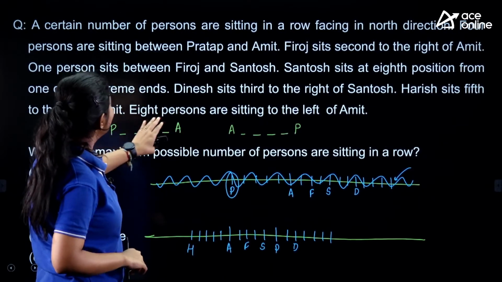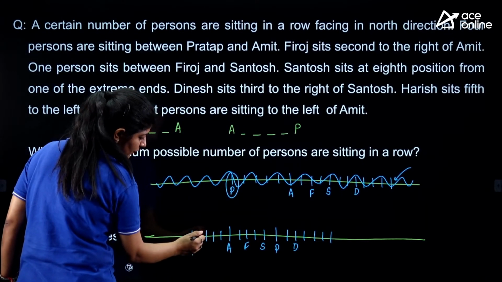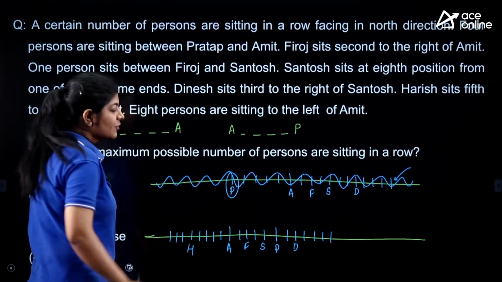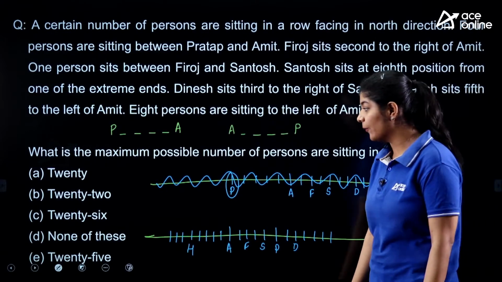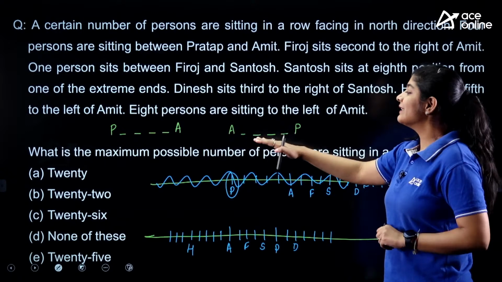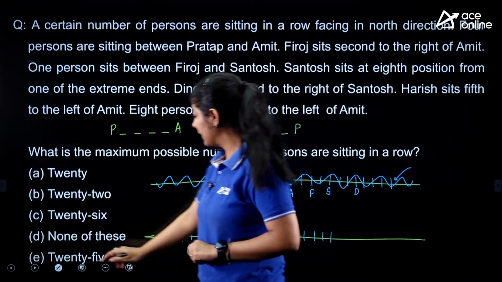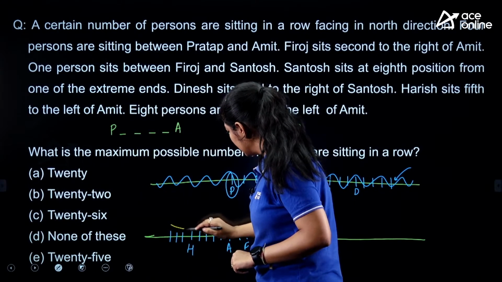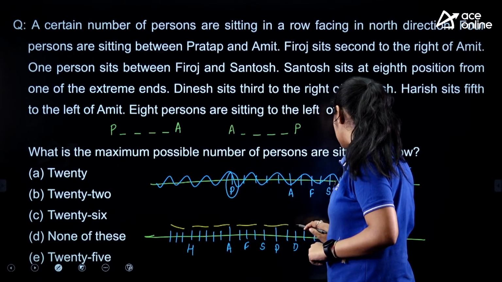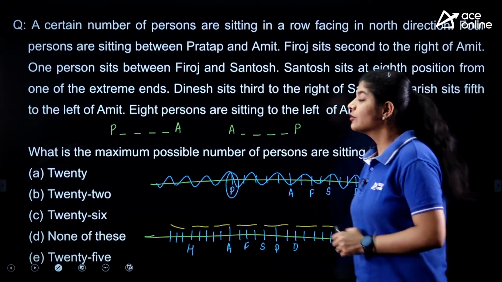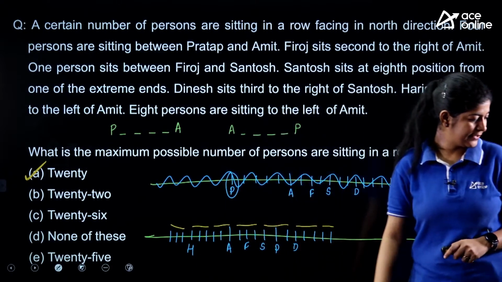Next. 8 persons are sitting to the left of Amit, and here we have 1, 2, 3, 4, 5, 6, 7, 8. So this is my complete arrangement. Now, what is the maximum possible number of persons sitting in the row? We simply calculate the number of persons: 3, 6, 9, 12, 15, 18 and 2, 20. So we have option 8, 20 persons.